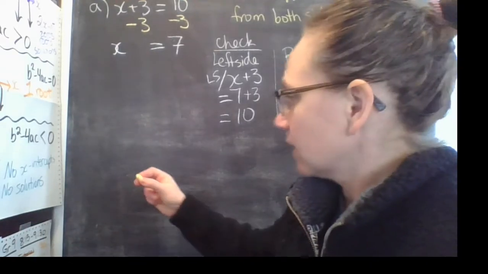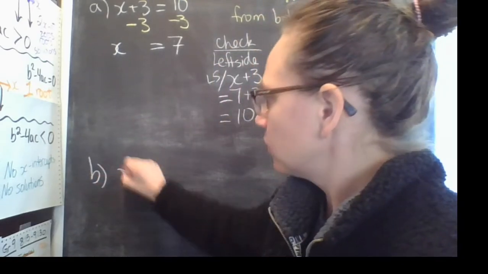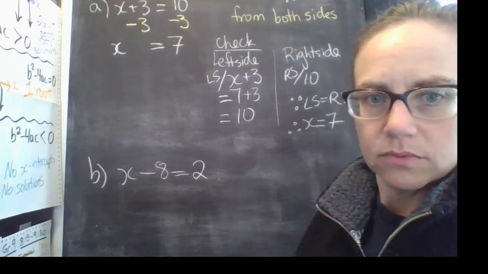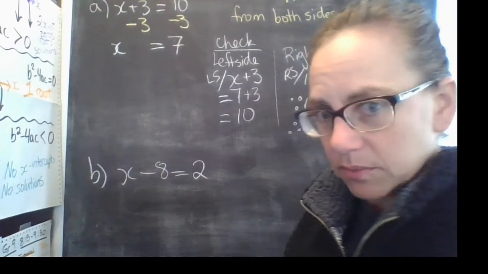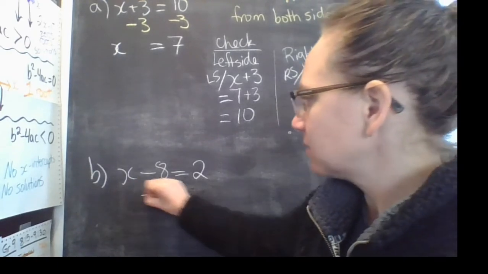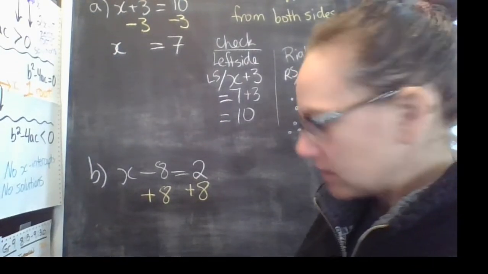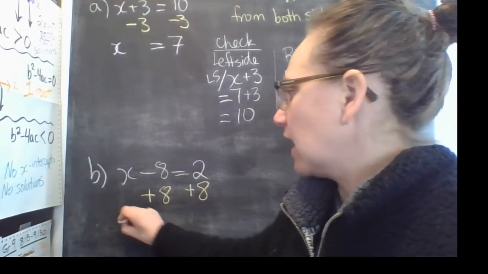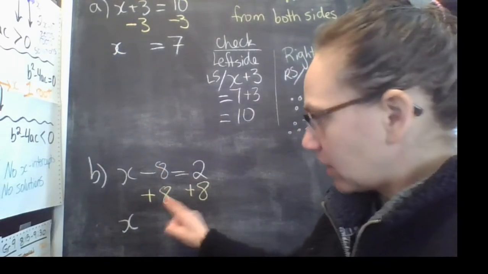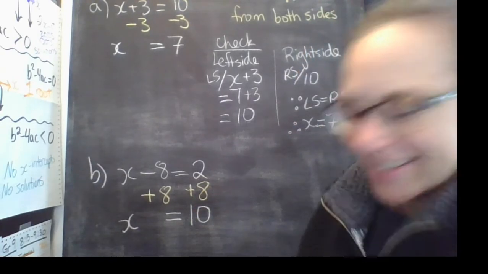So moving on, let's try another one. So that was A. So B, let's do x minus 8 equals 2. So again, we're going to do the opposite. In this case, we need to do the opposite of minusing. The opposite of that is plusing. So let's plus 8 to both sides. And why did we do that? Because then x stays. Minus 8 plus 8 is 0, so now it's gone. Equals 2 plus 8 is 10. We're done.